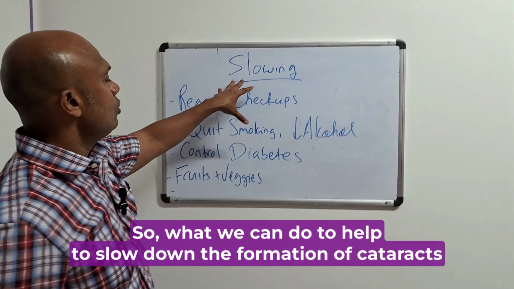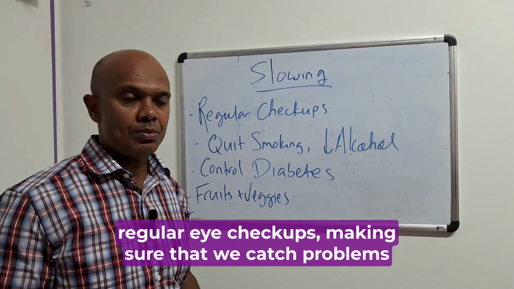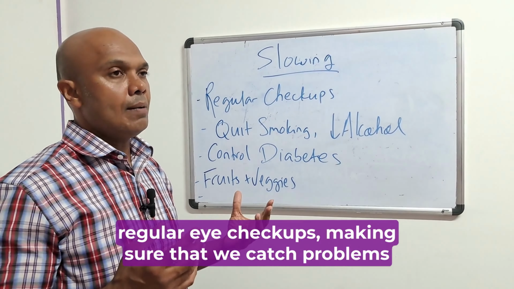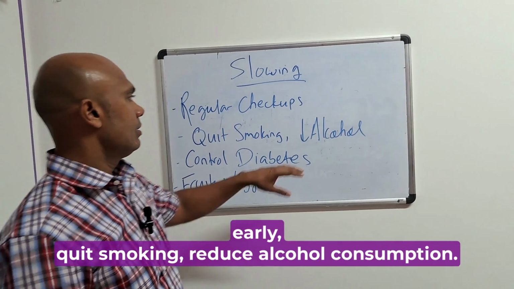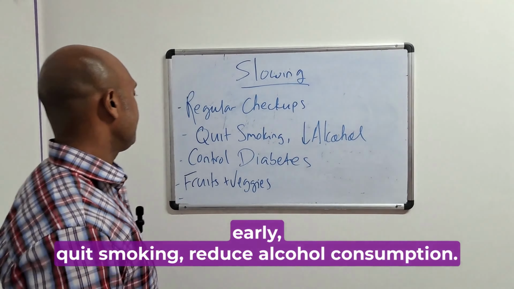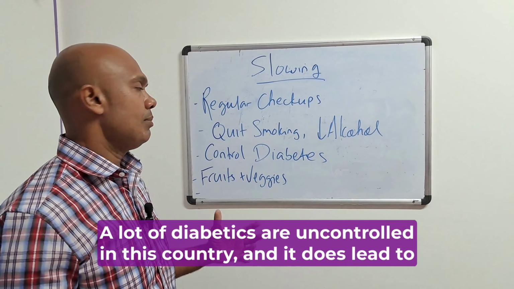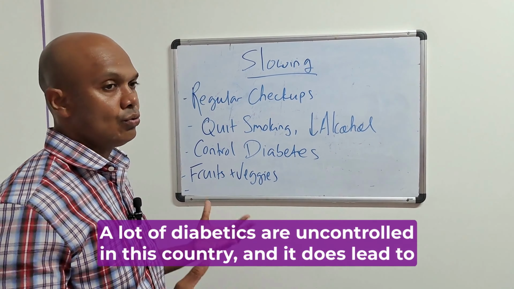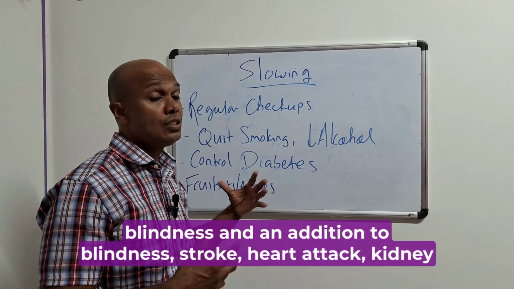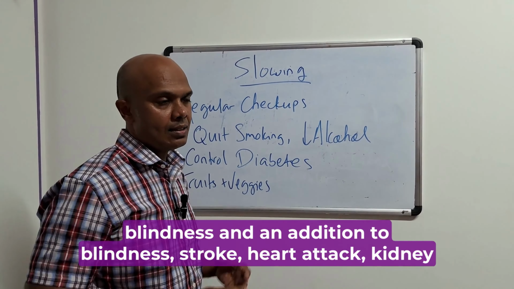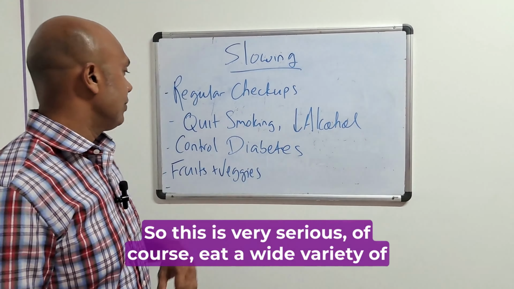So what we can do to help slow down the formation of cataracts, of course, is get regular eye checkups, making sure that we catch problems early, quit smoking, reduce alcohol consumption, control your diabetes. This is very important. A lot of diabetics are uncontrolled in this country, and it does lead to blindness, and in addition to blindness, stroke, heart attack, kidney failure, foot ulcers, loss of limbs. Okay, so this is very serious.